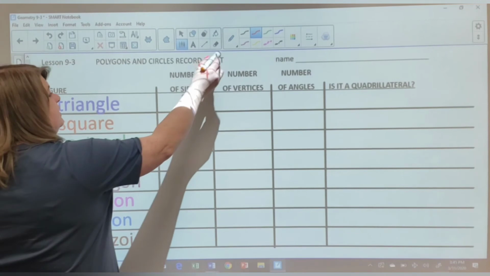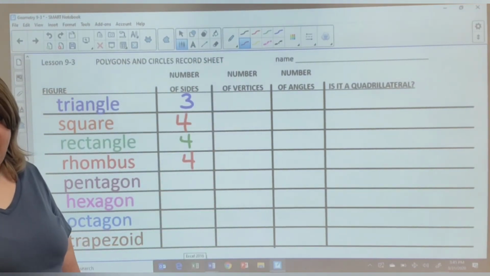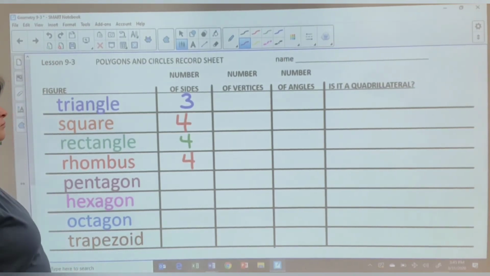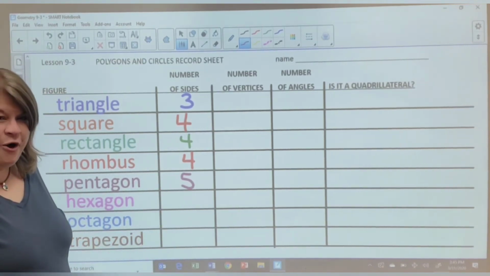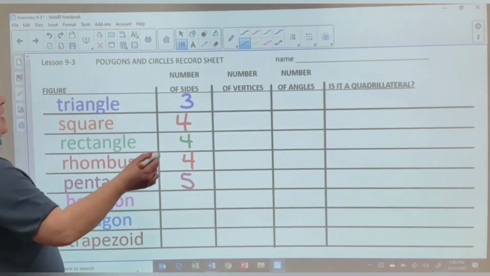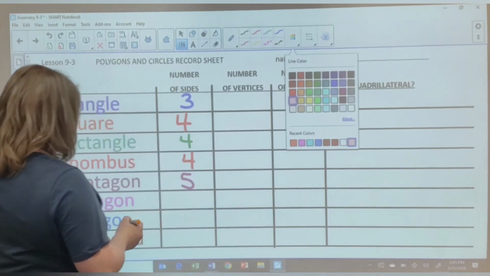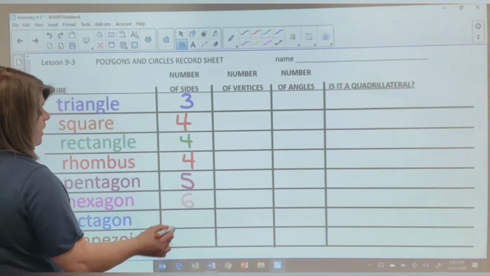Okay, look at your pentagon in your book. How many sides does the pentagon have? Count the number of sides and write it in. Did you get 5? I hope so. All right, next we'll go to the hexagon. Count the number of sides on that, please. Write that in. Aha, did you get 6?